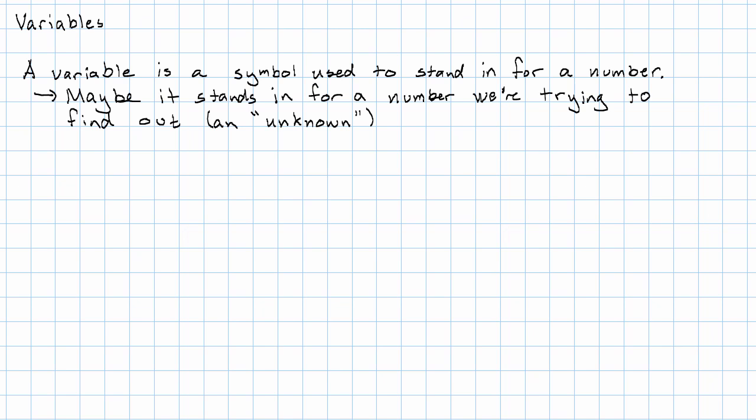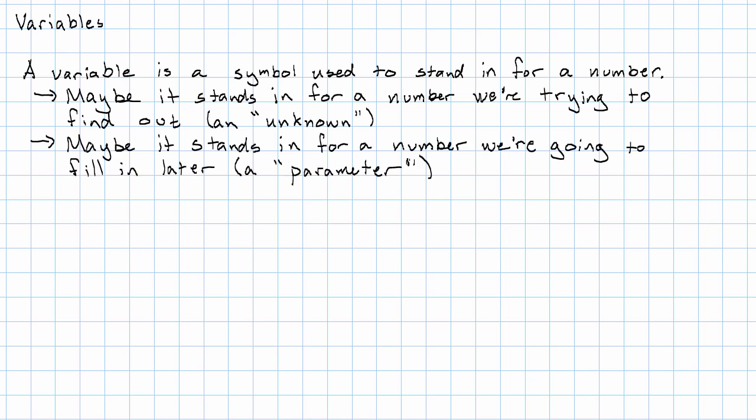When we take away the numbers in algebra, we have to replace the number with some sort of symbol so that we can see what's going on. The symbols that we use to replace numbers are called variables. Sometimes it stands in for a number that we're trying to find out by using algebra.